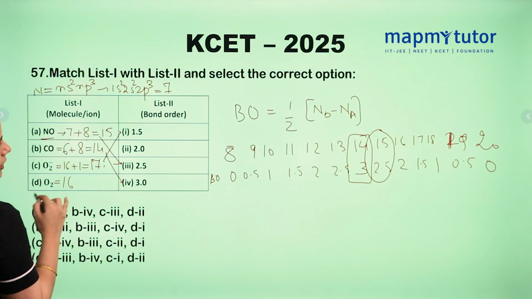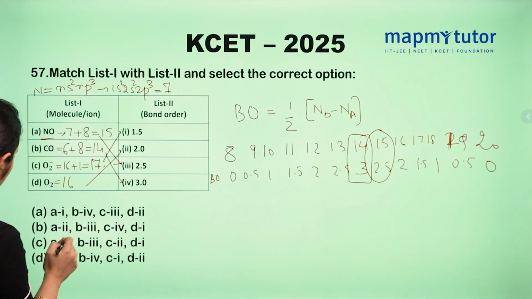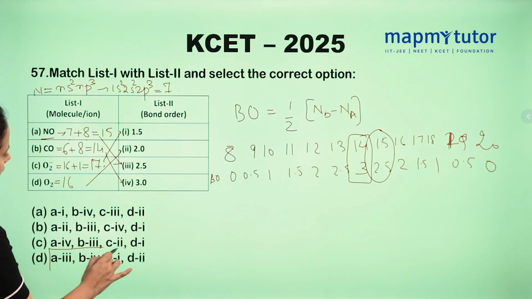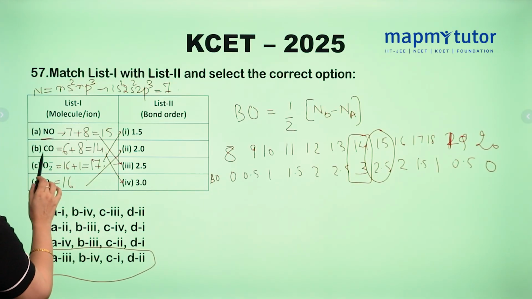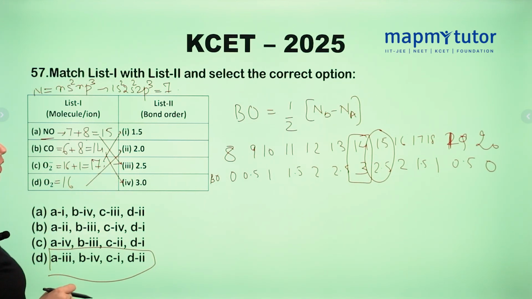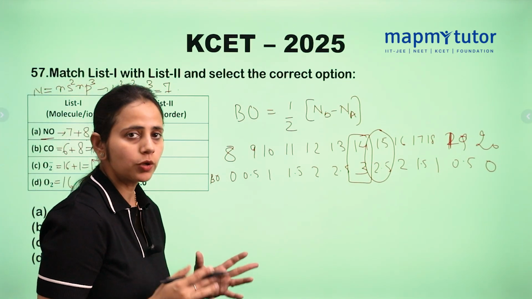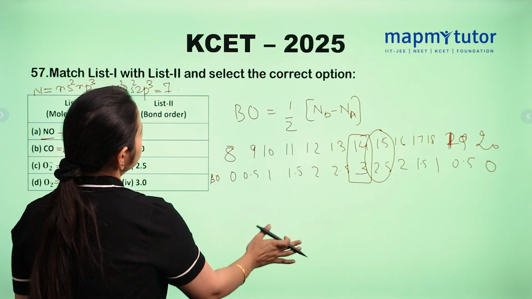O2 is 16, and for 16 it is 2. So let's see, A with 3. Yes, D is the right option. A with 3, B with 4, C with 1 and D with 2. In this way, by using this trick, you can solve this question in just 1 minute. Okay? So use this formula.